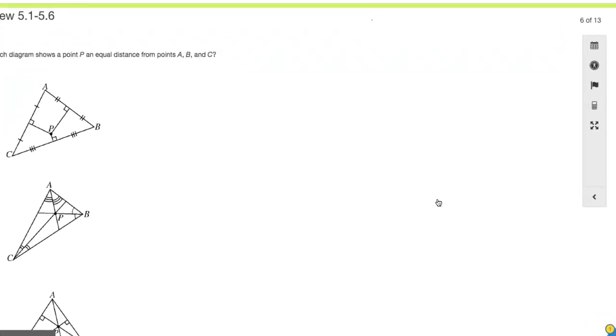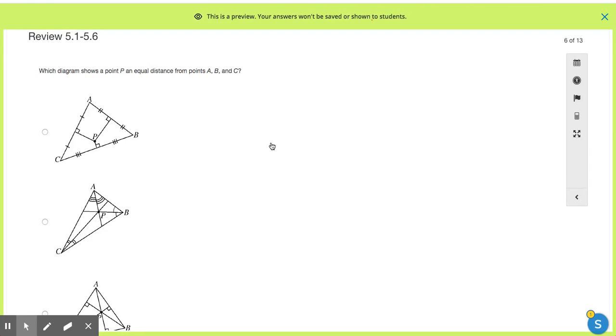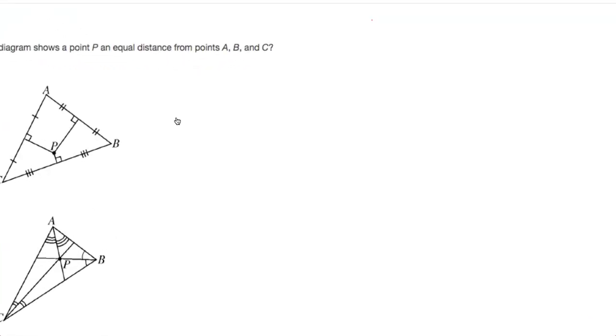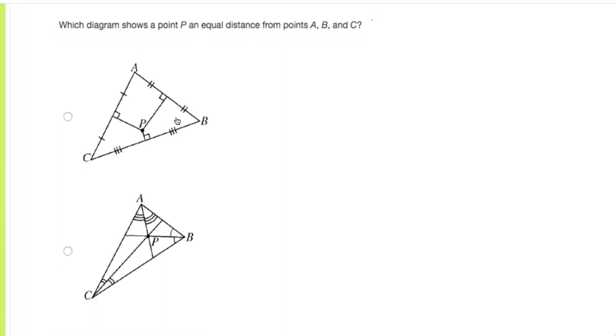All right, which diagram shows a point P at an equal distance from points A, B, and C? So how would you tell? Would it be A because every line has a congruent one? So if we want point P to be the same distance from the vertices, then that would be the point of concurrency.